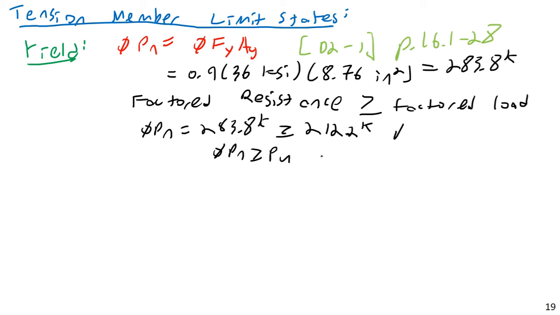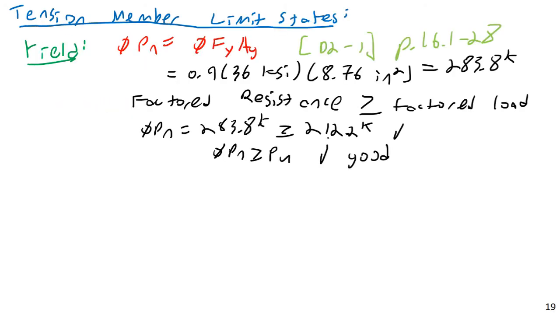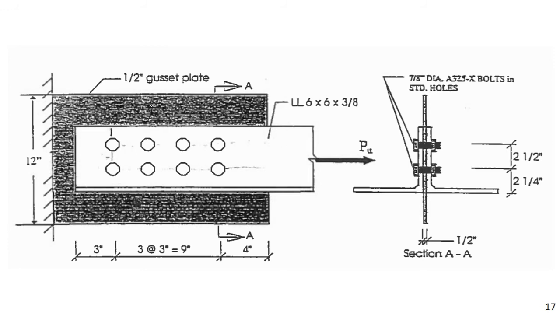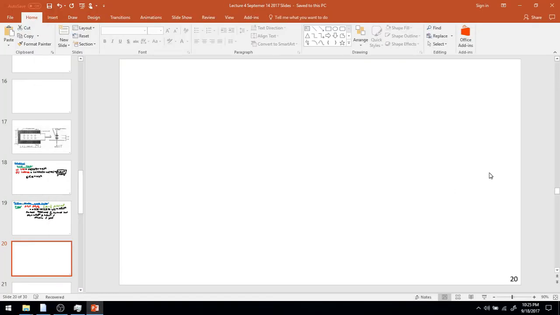So in terms of yielding on the tension member, we are good. No problem there. So next we need to move on to fracture. Again, we lost some slides because of the PowerPoint deciding to crash out on us. But in terms of yielding on these angle irons themselves, we are good. All right, so continuing on, let's look at the fracture strength of the tension members.